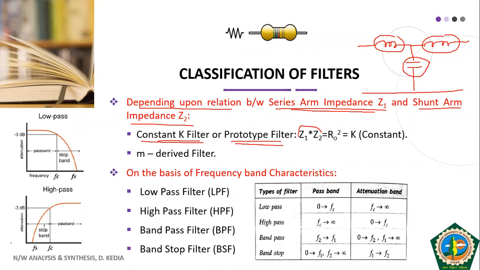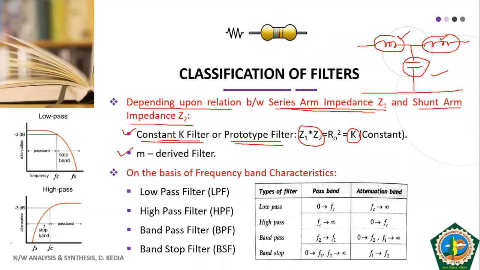When we multiply the impedances of the series arm and the shunt arm, it gives us a constant. That's why these are called constant K filters. So any filter which gives us Z1 into Z2 equal to K equal to R naught square, where R naught is some design impedance, if R naught square is a constant, we call that filter a prototype filter or constant K filter.